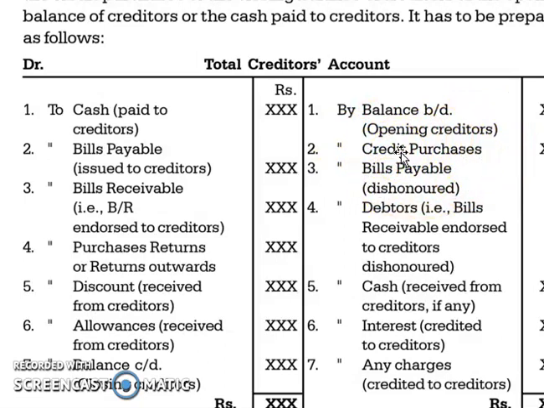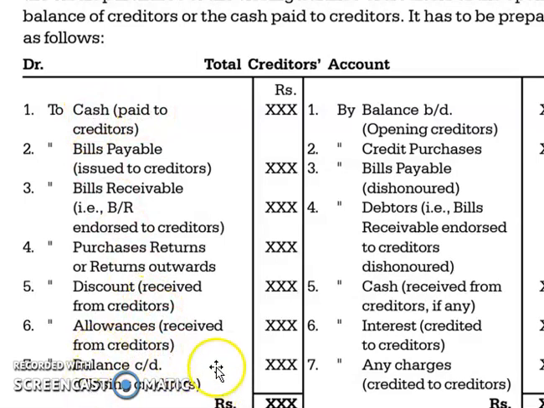In the total debtors account we have credit sales. In the creditors account we are having by credit purchases. And next item, bills payable dishonored, debtors. There's bills receivable dishonored to creditors, cash received from creditors, interest, again cash received from creditors, again an important item. That may be a balancing figure. So, in total creditors account, cash paid to creditors may be a balancing figure.